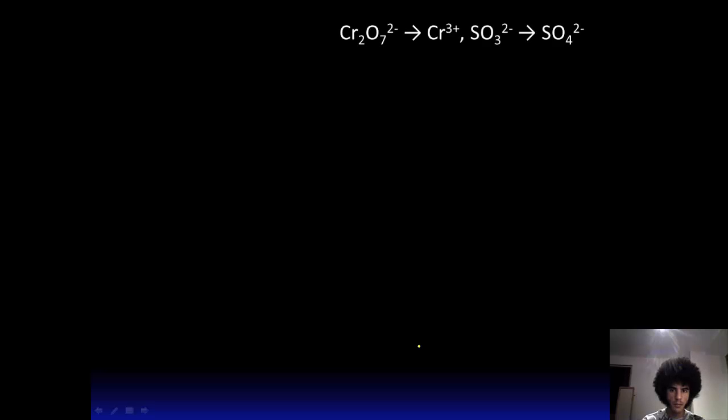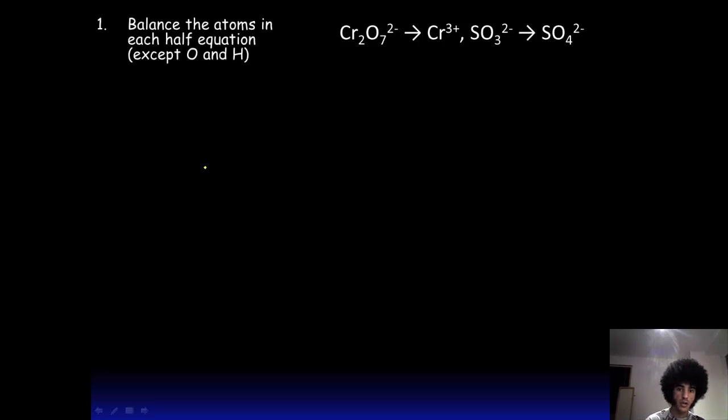Okay, we'll do one more and then we'll call it a day. So here I've got the dichromate ion and I've got this sulfur beast as well. So let's go through this together. Let's do the dichromate first of all. So I've got Cr2O7 2 minus, and that makes Cr3 plus. In this particular example, I need to balance out the number of atoms of chromium first. So I've got Cr2 here, that should be 2Cr.